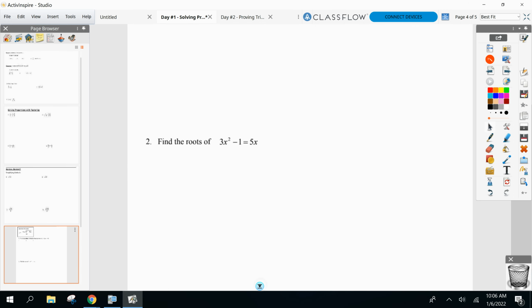So I need to move the 5x over. How's the 5x get moved over? I'm going to subtract it over.